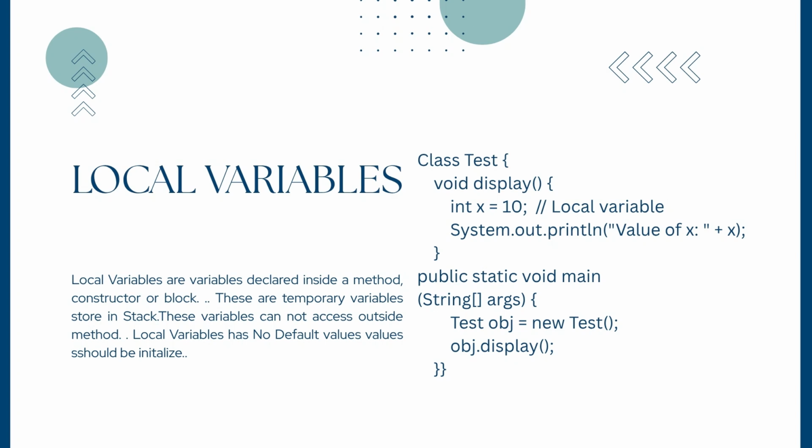There is a class Test, in which one method, void display, in which I have declared int x equal to 10 and print out that value. In the public static void main function, create the object of that Test class and then call the display method. And this x value we cannot access without the method.